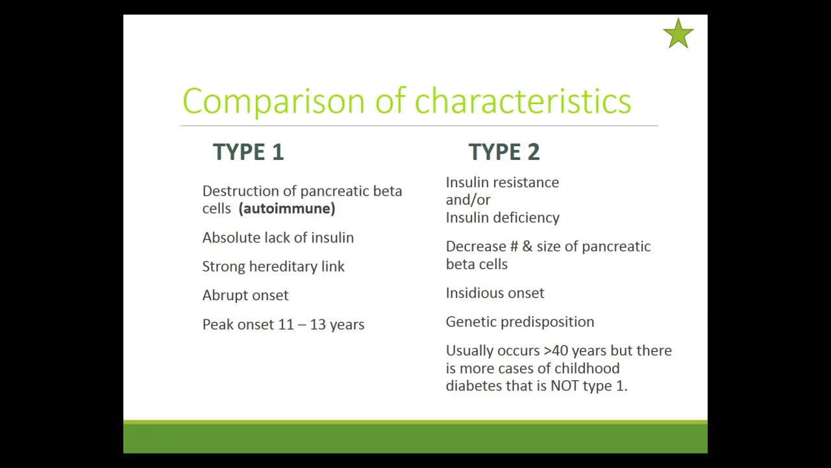Type 2 is an insulin resistance and or insufficiency or deficiency of insulin. There is a decrease in the number and size of the pancreatic beta cells. Again, onset is insidious. There is a genetic predisposition and typically can occur when somebody is 4 years or older, but there are more cases of childhood diabetes that are not type 1.